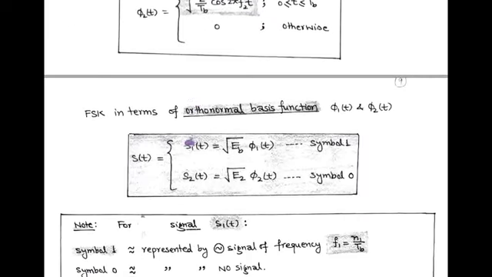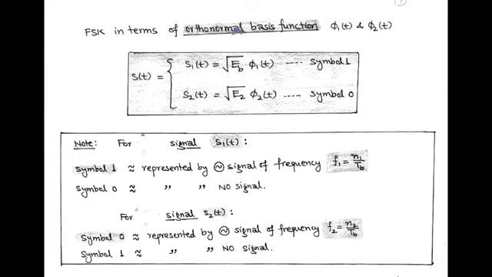So the FSK signal in terms of orthonormal basis functions phi1(t) and phi2(t) is expressed simply as S1(t) equals root of Eb phi1(t) for symbol 1 and S2(t) equals root of Eb phi2(t) for symbol 0. Which means that when we consider the orthonormal basis function phi1(t), the FSK signal S1(t) is represented by a sinusoidal signal of frequency f1, which is equal to n1 upon Tb, and this corresponds to symbol 1. And in the case of symbol 0, we consider no signal.